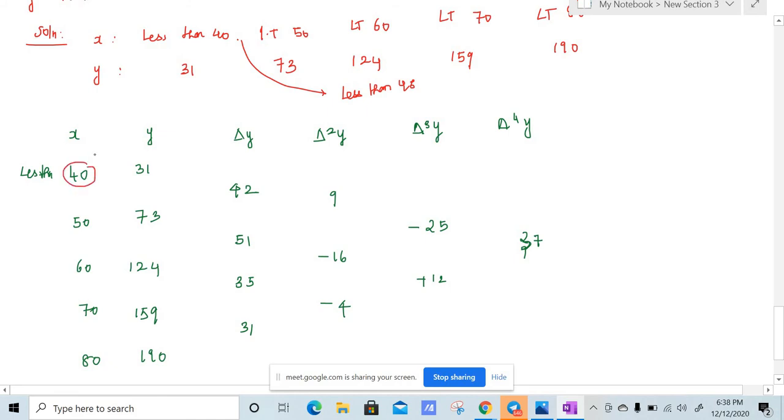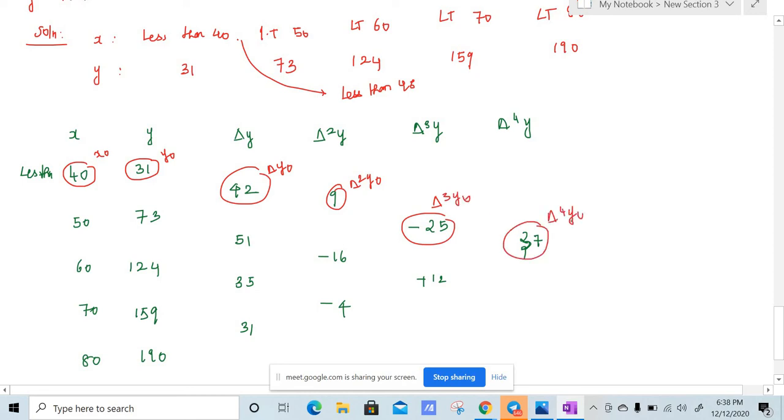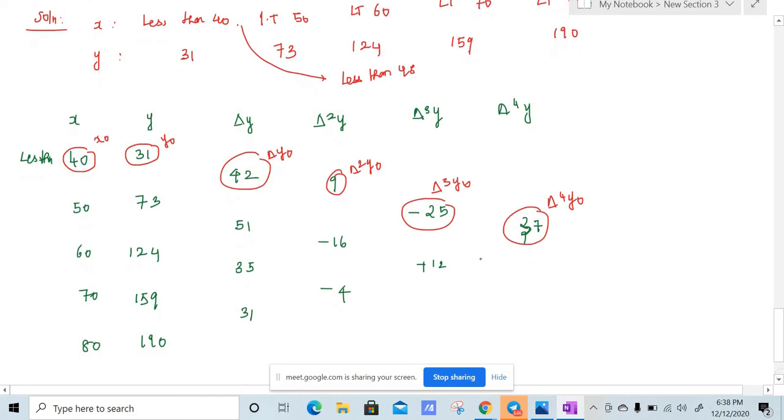So this is our x naught, this is y naught, del y naught, del square y naught, del cube y naught, and del power 4 y naught. Now we need to find n, right? For that we will use x is equal to x naught plus n into h. What is x? Unknown, we need to find it, it is 45. Everything is less than, so you just take x to be equal to 45.